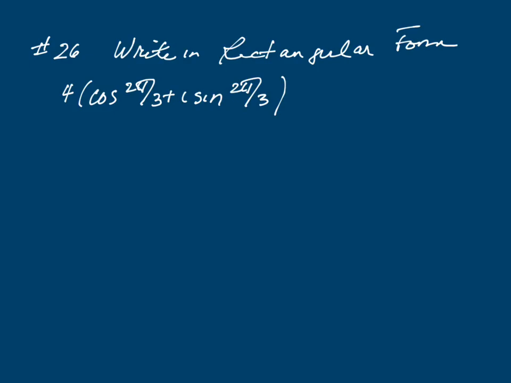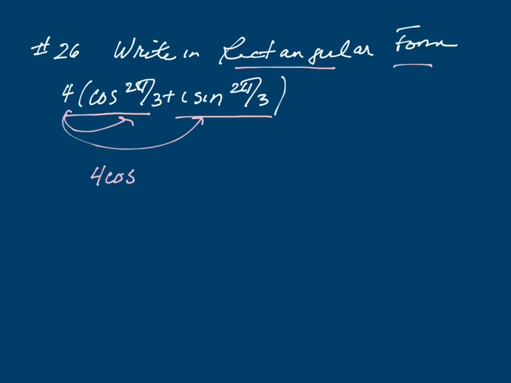Number 26 wants you to write in rectangular form 4 cosine 2 pi over 3 plus i sine 2 pi over 3. Now these are easy when you're going from polar to rectangular complex numbers. You're just going to multiply and calculate. So this becomes 4 cosine 2 pi over 3 plus 4i sine of 2 pi over 3.